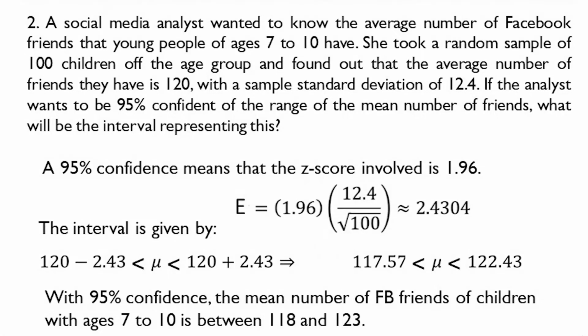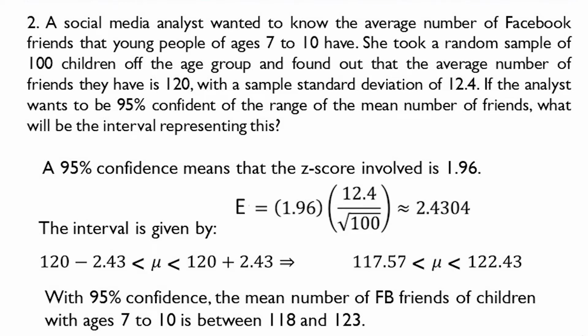A social media analyst wanted to know the average number of Facebook friends that young people of ages 7 to 10 have. She took a random sample of 100 children of the age group and found out that the average number of friends they have is 120 with a sample standard deviation of 12.4. If the analyst wants to be 95% confident of the range of the mean number of friends, what will be the interval representing this data?